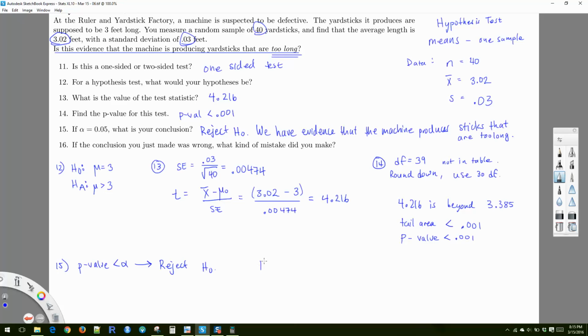And then number 16 is if the conclusion you just made was wrong, what kind of mistake did you make? Yeah, so what we did, our decision was to reject the null hypothesis. Okay, if the decision was wrong, that means the null hypothesis was true. So this is going to be a type 1 error.